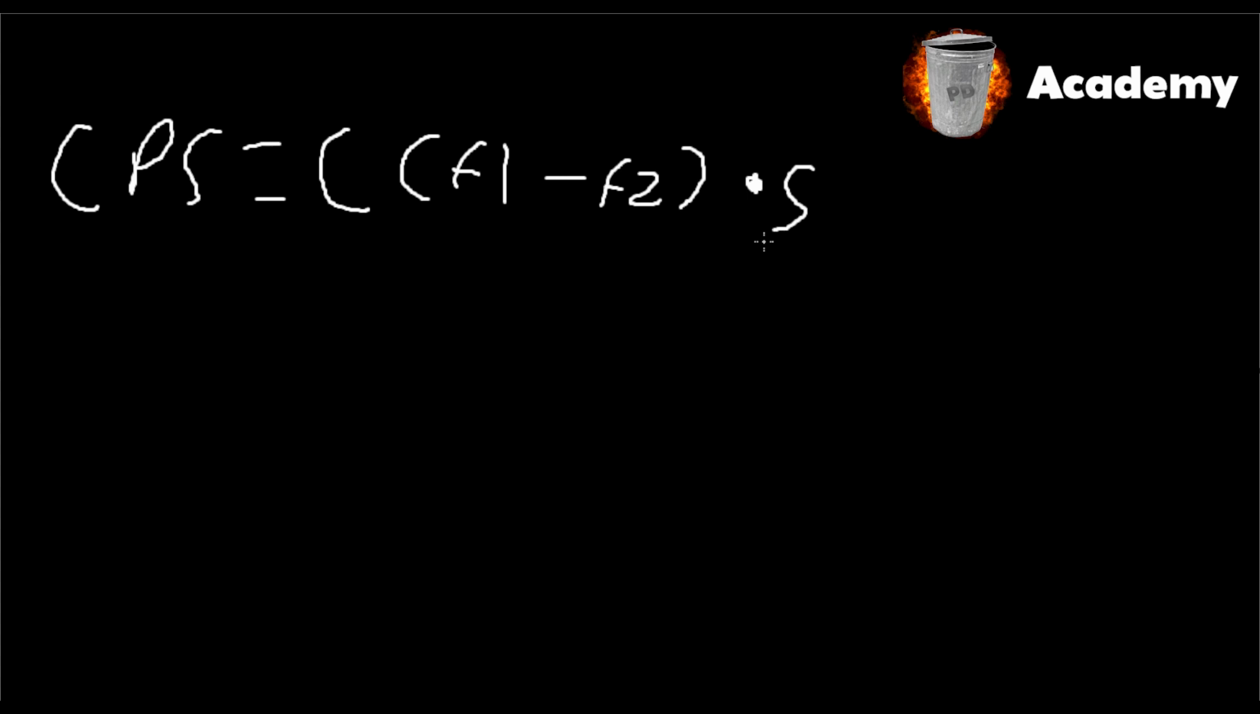Now, if we plug in values, for example, force 1 is 5, F2 is 3, and S is 5, then here's what we get. So we do 5 minus 3, and that's 2, times 5, that's 10. Now, 10 centimeters per second seems pretty fishy. It doesn't seem fast enough. So that means we know something is wrong with our equation.